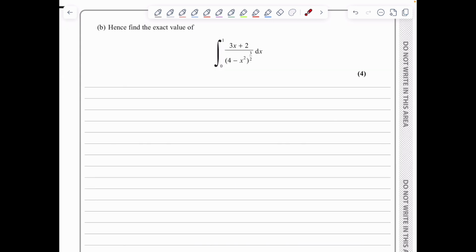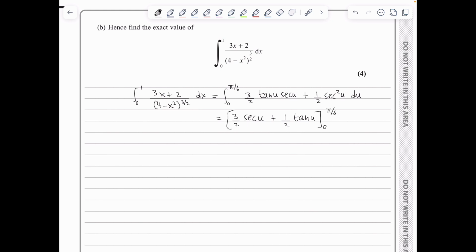In part B, we are asked to hence find the exact value of the integral. So we have already established that we are looking at the integral of 3 over 2 tan u sec u plus a half sec squared u. Now both of these are standard integrals. The integral of sec tan is simply sec, so this is 3 over 2 sec u. And the integral of sec squared is tan u, so plus a half tan u. The limits are 0 and pi over 6.